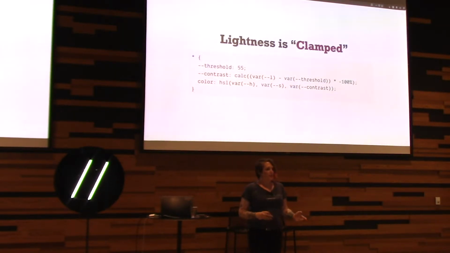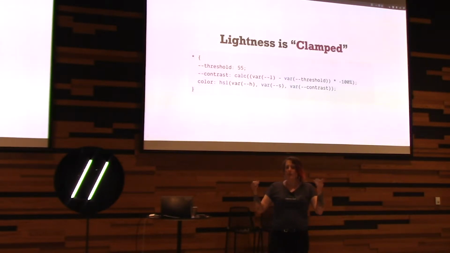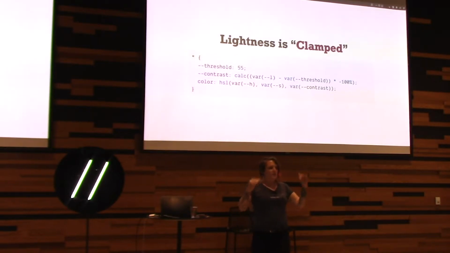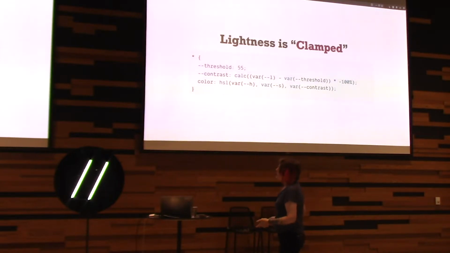Lightness and saturation are clamped. If you go above 100% or below 0, they'll just stop. It will still work, but they'll clamp at 100 or at 0. And we can use that to do a sort of a toggle from 100 to 0, just by making sure that we go over in either direction. So we can get a contrast color roughly. This is not going to consistently pass WCAG, but it gets us close.